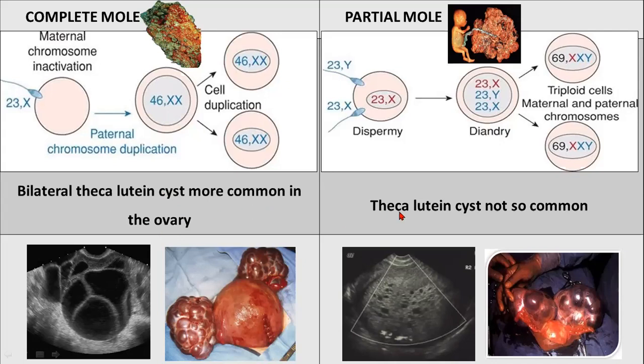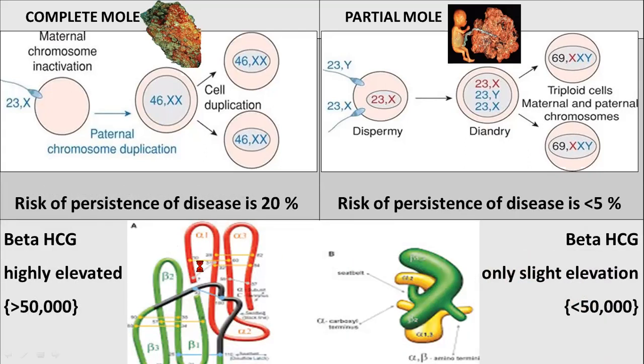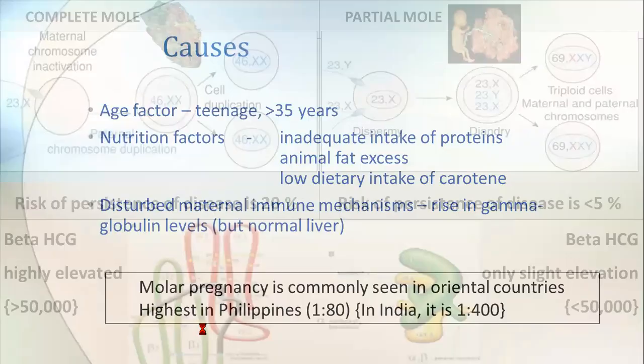Next is when we compare with that of the partial mole. See, these are also the theca lutein cysts which are present in the ovaries. But see, the size and the number is less when compared to that of the complete mole. See the ultrasound image. See this, the size of the follicle is very big. But when compared to it, the size of the follicle is very less in case of partial mole.